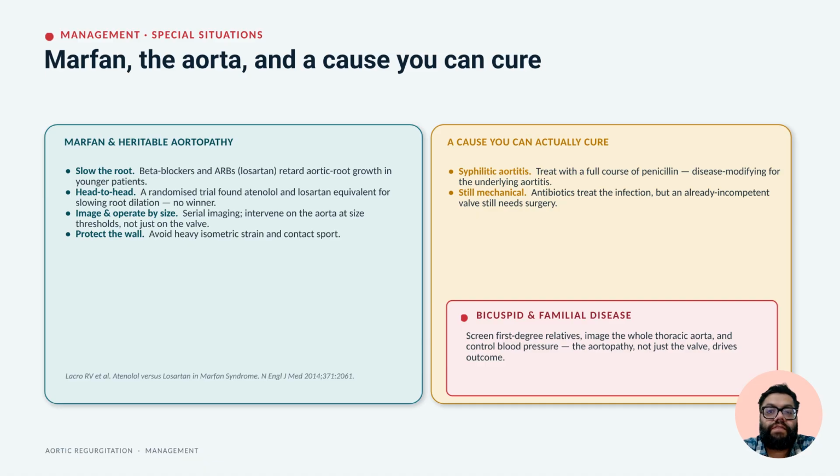when the valve leaks. The right card holds a satisfying rarity. Syphilitic aortitis is a cause you can genuinely treat with the full course of penicillin for the underlying disease. Though remember that antibiotics address the infection, not a valve that is already incompetent, which still needs surgery. And for bicuspid and familial thoracic aortic disease, think like a geneticist. Screen first degree relatives, image the entire thoracic aorta, and control the blood pressure, because here the aortopathy, not just the valve, writes the prognosis.